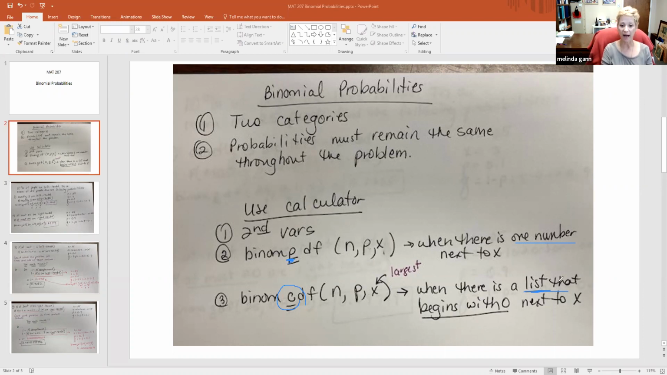Now, what if you've got a whole list of numbers? Well, it's still the order NPX, but you got a bunch of things next to X. It wants the biggest one. All right. So we're going to go work a couple to make sure that we're good. So let me clear these drawings and then go to the next slide. So let's look at a couple of problems worked out.